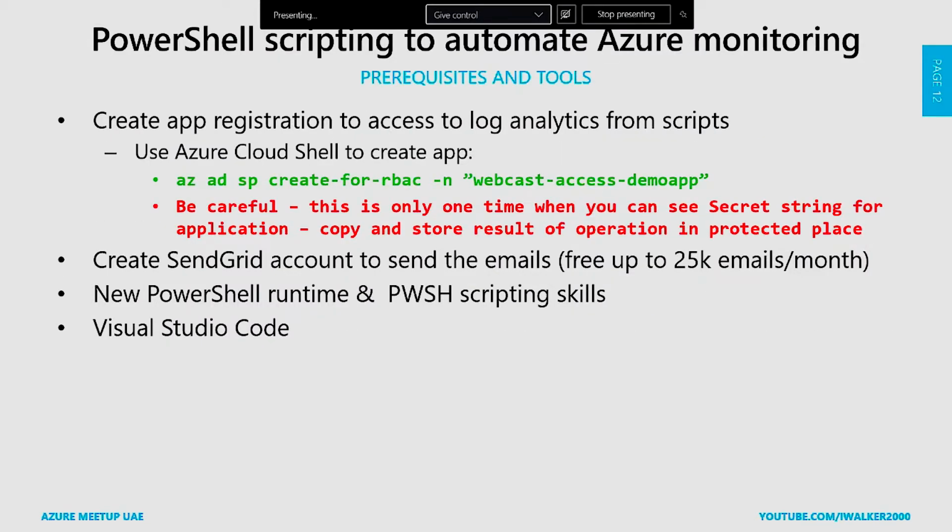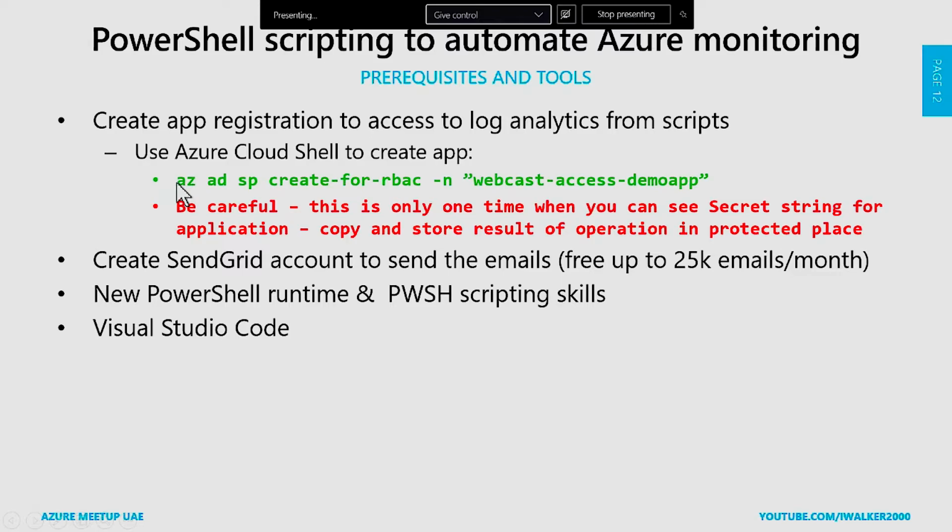After that, let's see how to do PowerShell scripting to automate Azure monitoring. What are the prerequisites for this? There are just 2 main prerequisites. First, you need to create an application registration. The application registration will be used by the script to connect to the infrastructure without any additional requirements, I mean, without any interactive logons, etc.